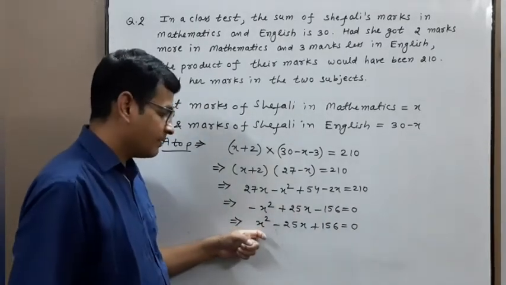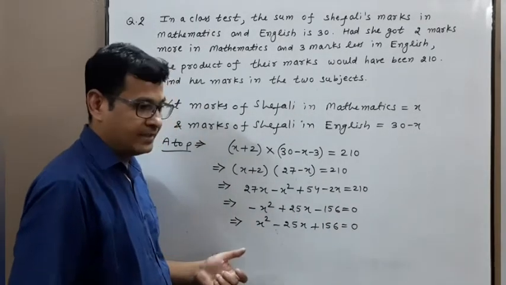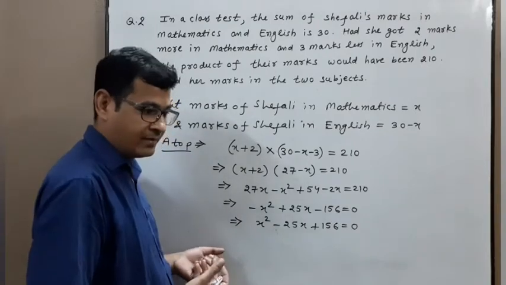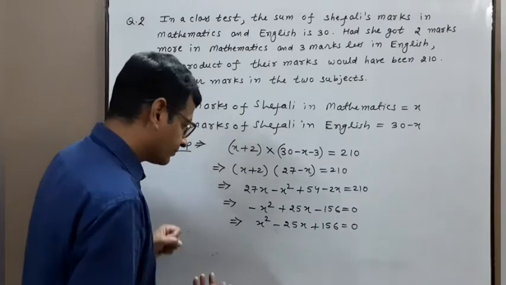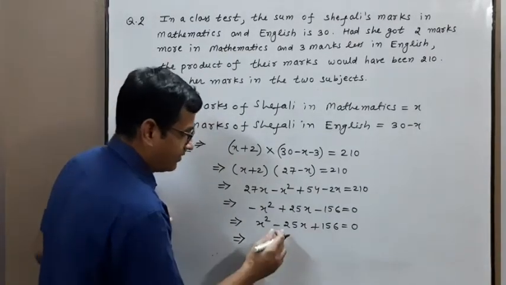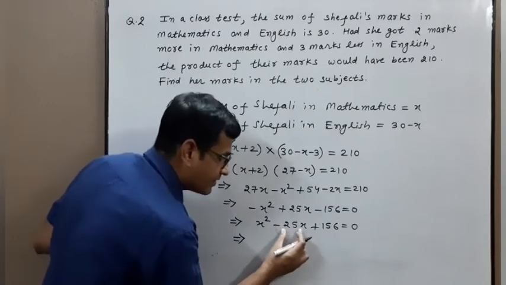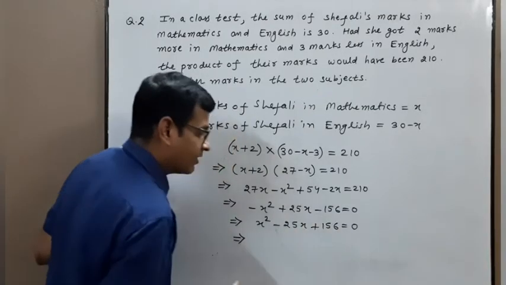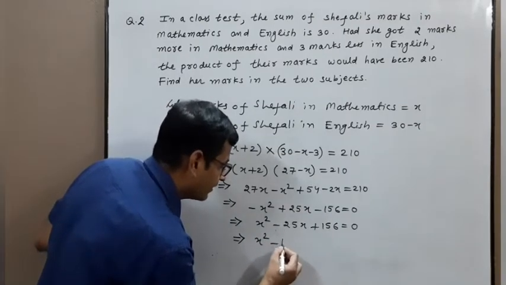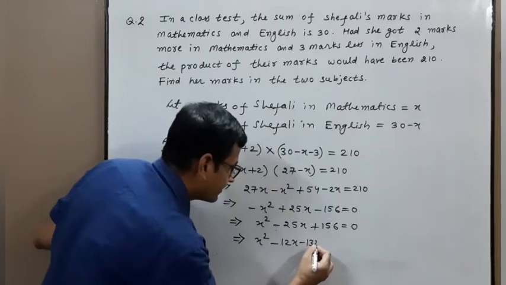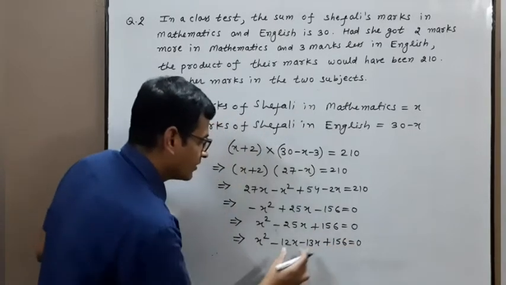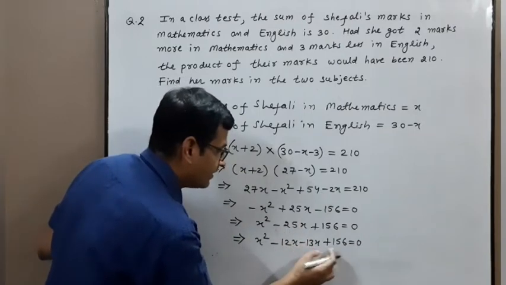We can solve such a quadratic equation by any method in exam: by quadratic formula, splitting middle term, or completing the square. Now we take splitting the middle term this time. Tell me 2 numbers whose sum is minus 25 and product is 156. 12 into 13, so x square minus 12x minus 13x plus 156 equal to 0. Sum equal to 25 and 12 into 13, 156.